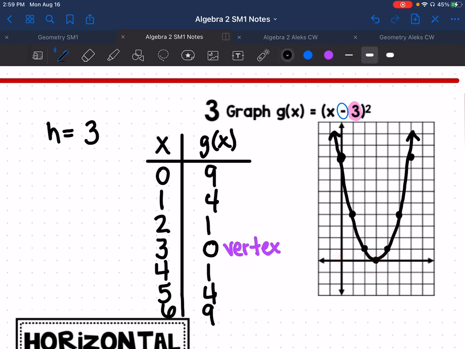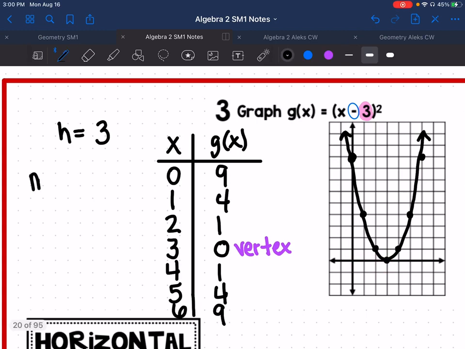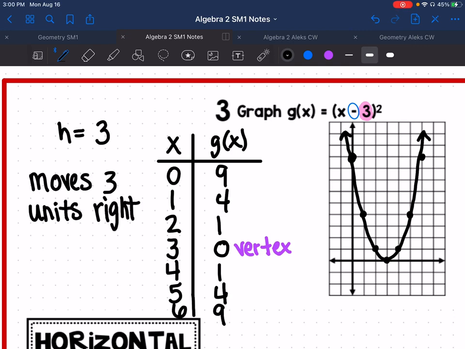And so I would say that this one moves 3 units right. Okay, I can see that from the graph, but I also knew that that was going to happen because my H is positive. Remember, when my H is positive, it looks like it's negative, so I know it's going to move to the right and not to the left.